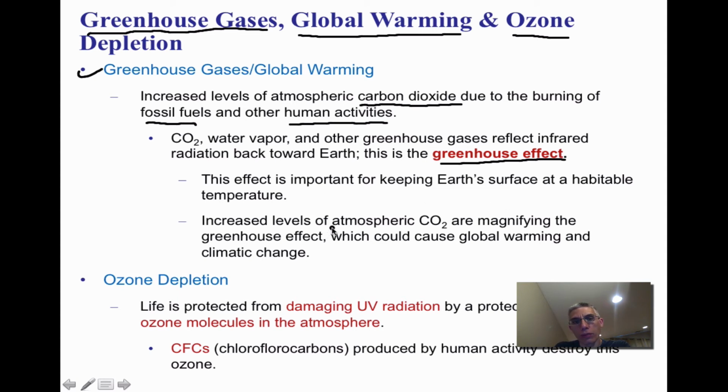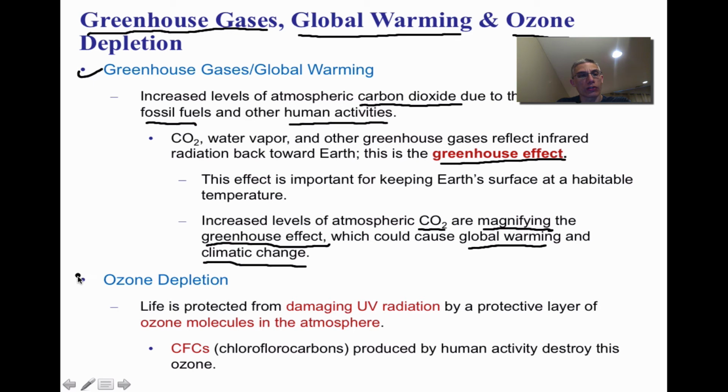But unfortunately, because of what we do, we've increased the levels of atmospheric CO2. And so this is basically magnifying the greenhouse effect. In other words, making it much, much more intense. And this is causing global warming and primarily climate change on our planet at a much greater rate.